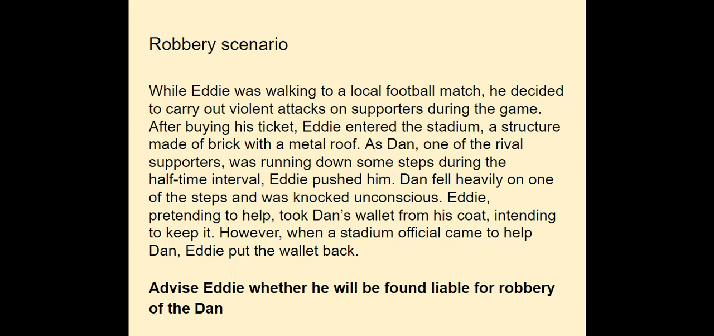So Eddie, whilst walking to the football match, decided to carry out violent attacks on supporters during the game. After buying his ticket, he enters the stadium, a structure made of brick with metal roof. As Dan, one of the rival supporters, was running down some steps during the half-time interval, Eddie pushed him. Dan falls heavily on one of the steps and is knocked unconscious. Eddie, pretending to help, took Dan's wallet from his coat, intending to keep it. However, when a stadium official came to help, Eddie put the wallet back.